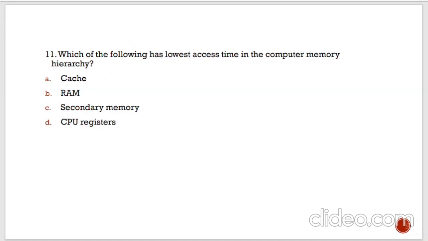Next, which of the following has lowest access time in the computer memory hierarchy? Whenever we have memory devices, the CPU will access either cache memory or primary memory in order to process something: take the data from memory, process it and return the data back. So while considering the access time, which memory device has the very lowest access time?